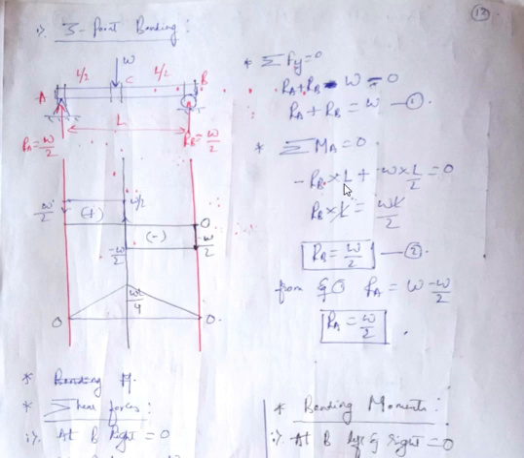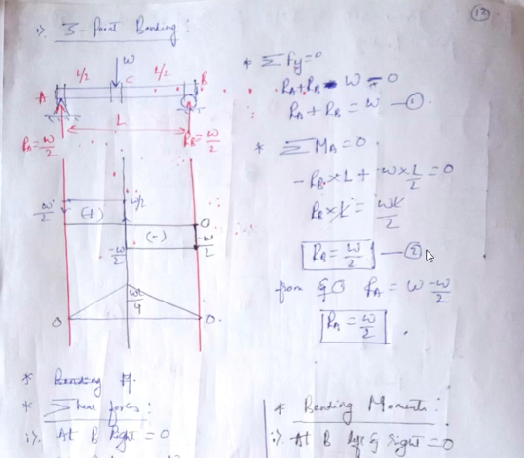RB into the perpendicular distance from this RB to this point A, which is L, so it will become minus RB into L. Then this force is giving me clockwise movement with respect to point A, so I'm going to take it as plus. The force is W and the perpendicular distance is L by 2, so plus W into L by 2. If I take this minus RB into L to the right side, it will become plus, so plus RB into L will become equal to WL by 2. L and L will get cancelled, so RB is equal to W by 2.